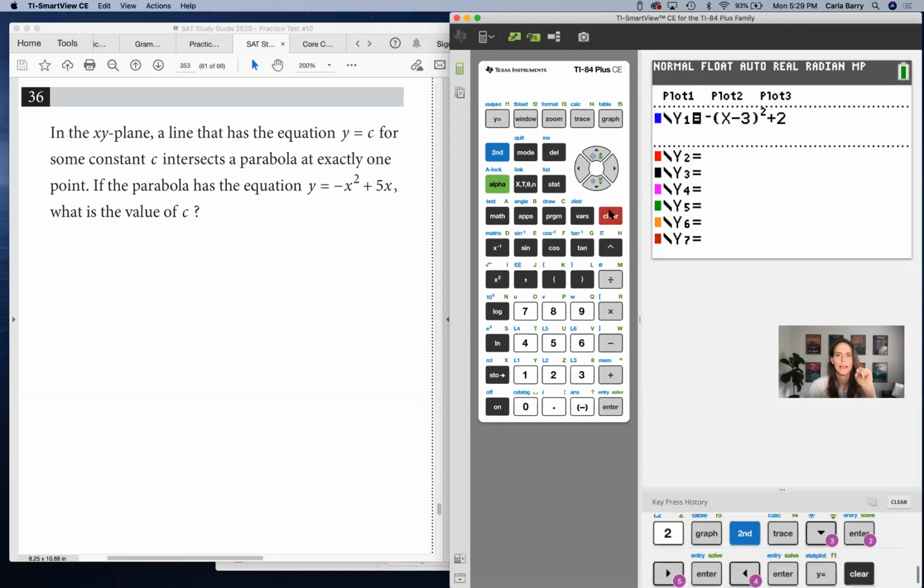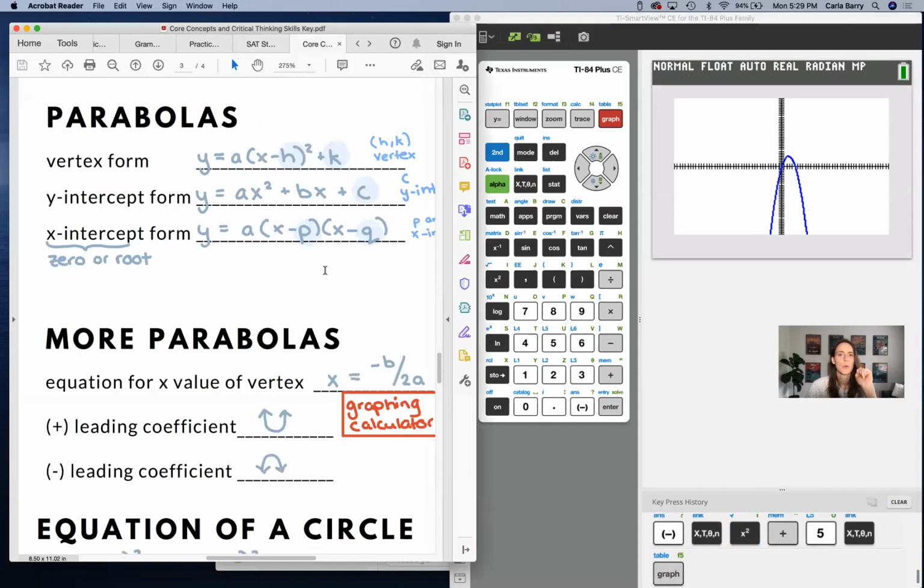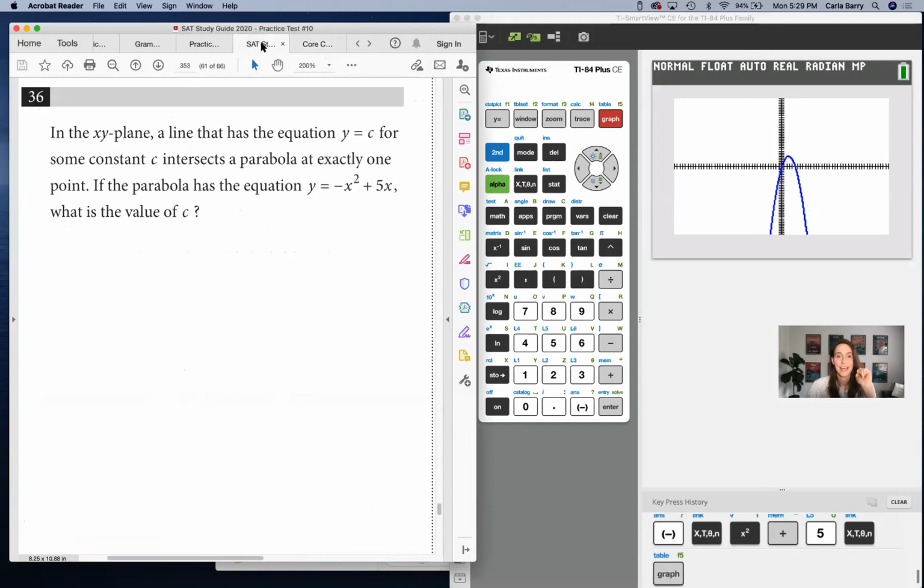So I'm going to go back to y equals, and I'm going to graph this new parabola, negative x squared plus 5x. And this is a core concept: when you read on the SAT in the XY plane, you're going to graph. It's on the first page of the math core concepts. When you see XY plane, graph, and that's why we would graph this. Luckily, we are in the calculator section, so we can just use our calculator to graph. If you do not have a graphing calculator, you could also graph this by hand. The calculator just saves time. So we have that right there.